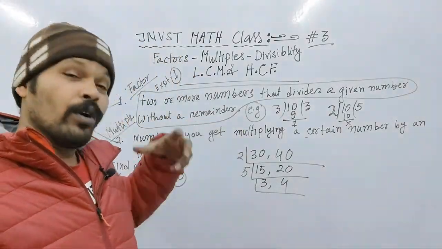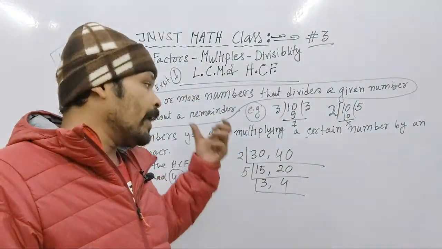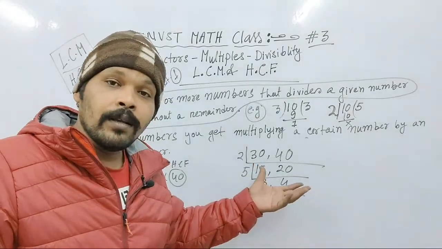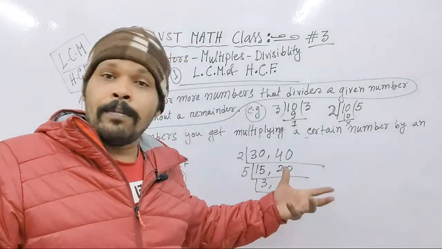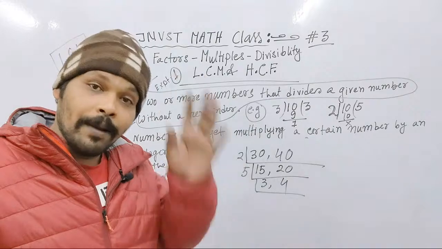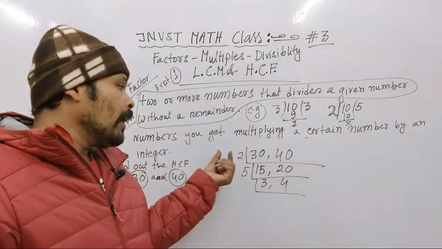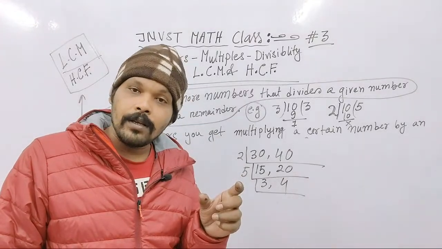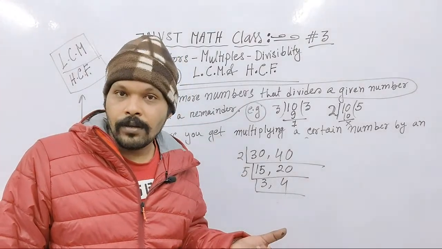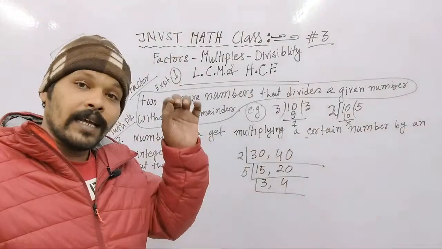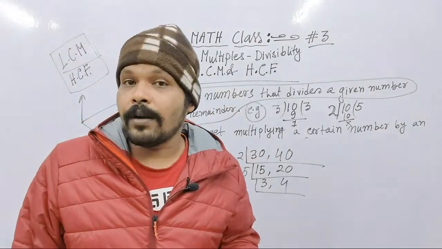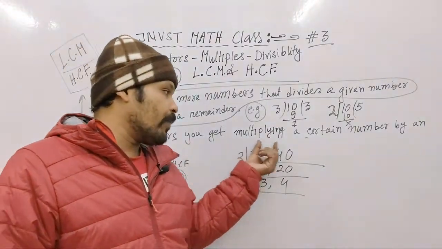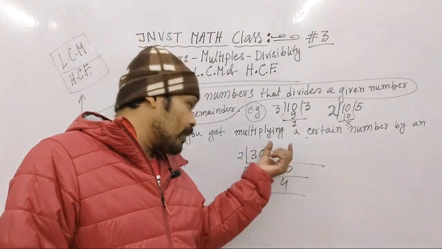So by the common factor, you have to divide both numbers. If there are more numbers, then also you have to divide in this way by a common factor. Which factor? Prime factor. The common factor must be a prime number. So 2 is the prime number and 2 is the common factor of 40 and 30.